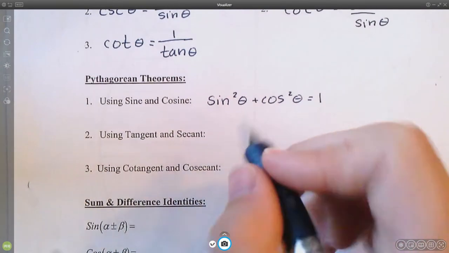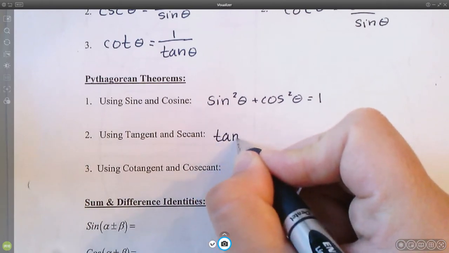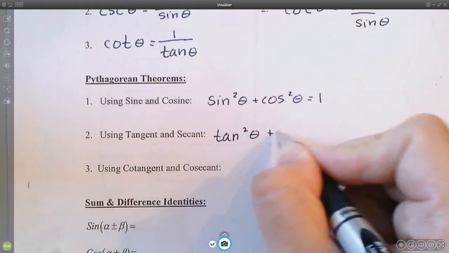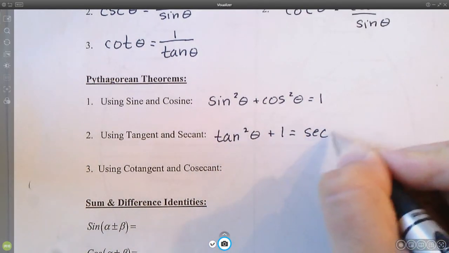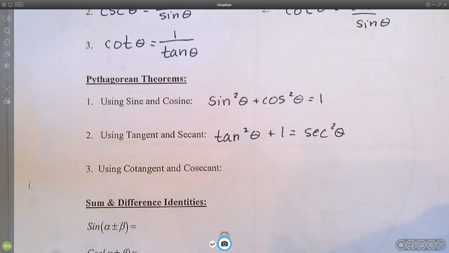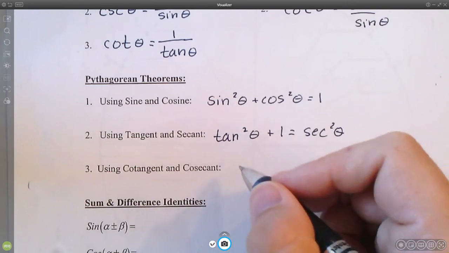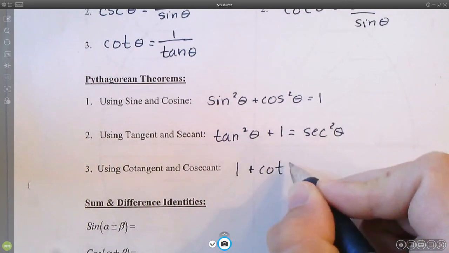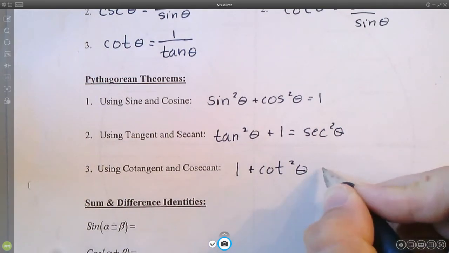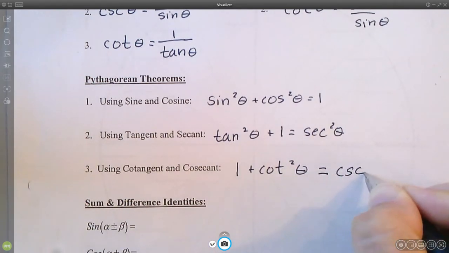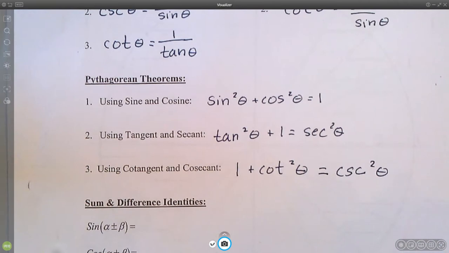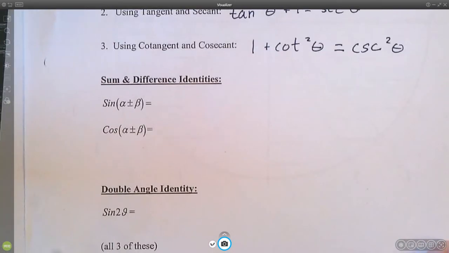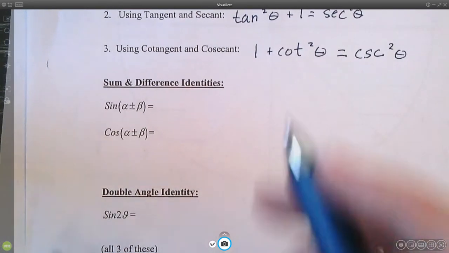Using tangent and secant, you have tangent squared theta plus 1 equals secant squared theta. That's one from the Edpuzzle. And then using cotangent and cosecant, you have 1 plus cotangent squared theta equals cosecant squared theta, also from an Edpuzzle. Then you have the sum and difference identities.